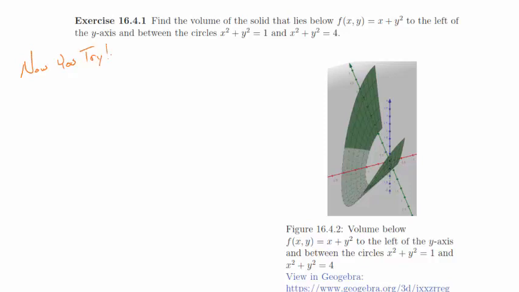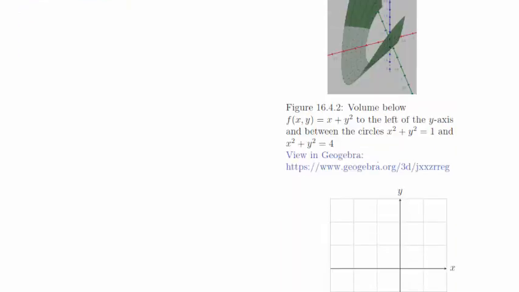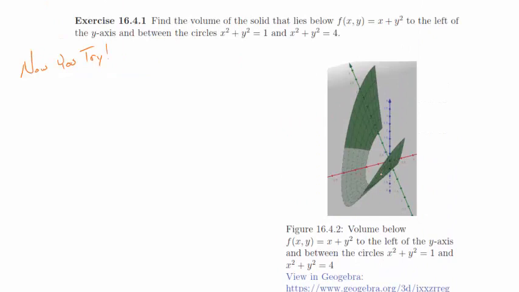Find the volume of the solid that lies below f of x comma y equals x plus y squared, to the left of the y-axis and between the circles x squared plus y squared equals 1, and x squared plus y squared equals 4. So the radius is not going to be from 0 to some outer radius. Now you're going to have an inner radius other than 0 and an outer radius other than 0. Go ahead and see if you can't hash that out. I've got a little space down here for you to draw the region if you would like to. And I will come back in just a few moments and hash out the solution.